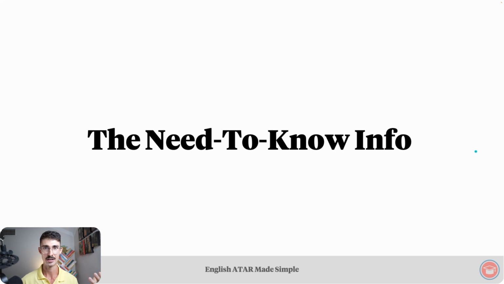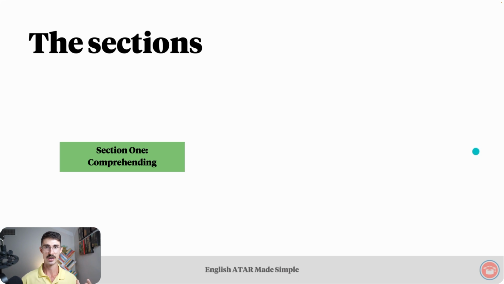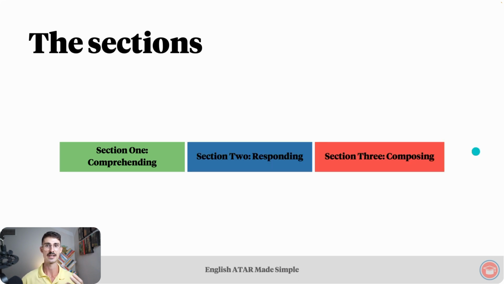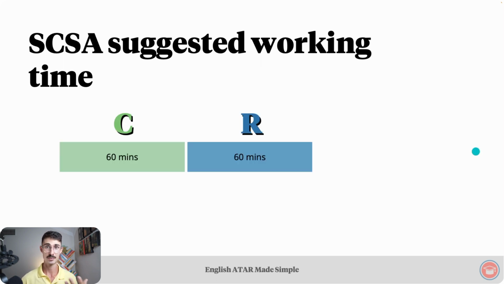What is that need to know info? Firstly, and probably most importantly, we need to know what the sections of the exam are. Section 1, comprehending, section 2, responding, and then section 3, composing. How long does SCSA, the people who create the syllabus, recommend that you spend on each section of the exam? Comprehending section, they recommend you spend 60 minutes. For the responding, 60 minutes, and for the composing, 60 minutes.